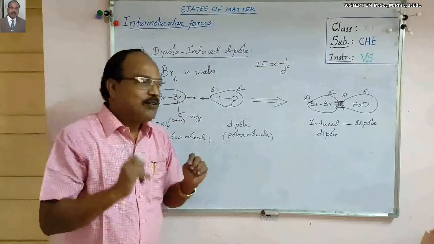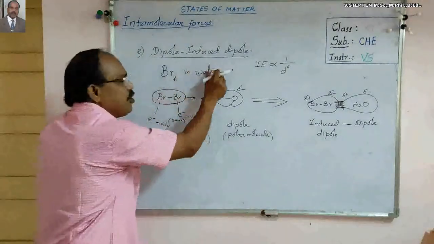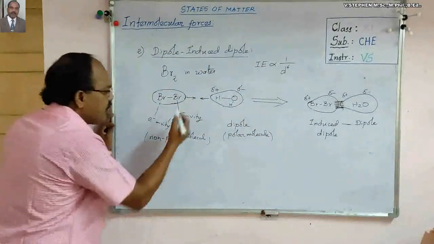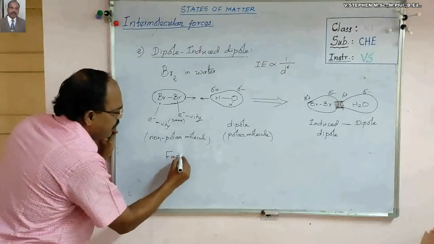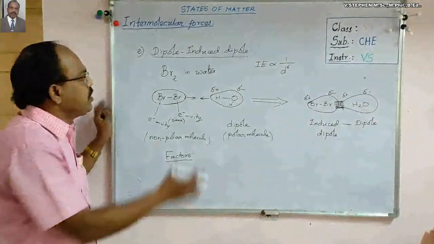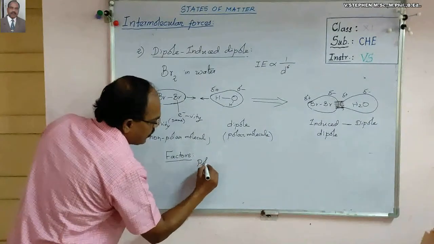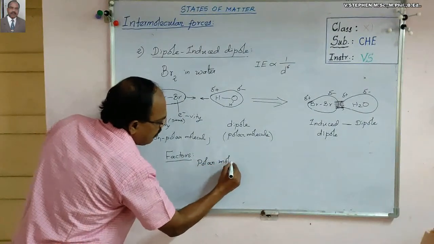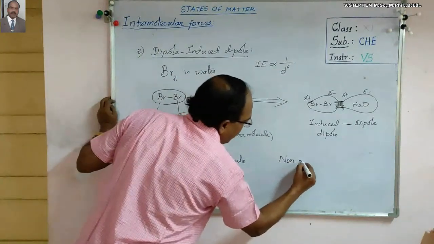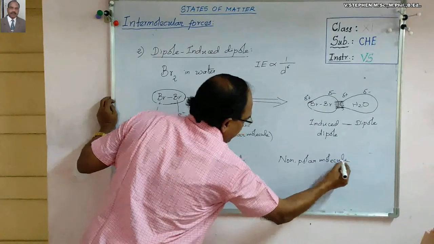Okay, so now, if this is possible, by the fact that bromine is dissolving in water, one of the examples, many more examples are there. But what are the factors at which this will be effective? Factors on which this interaction is depending. And the first one is from the polar molecule side, some factors, and another one is from non-polar molecule. This point you please note down.